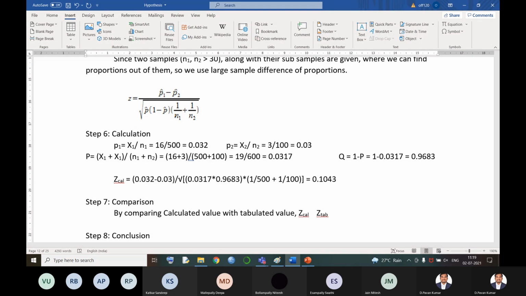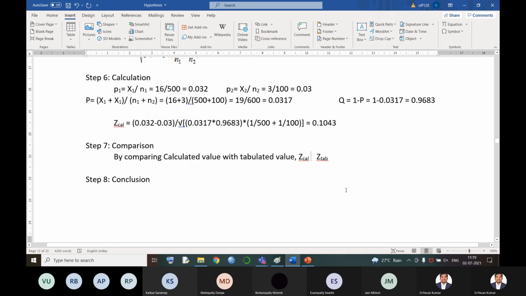And this value leads to the answer of 0.1043. Though you calculate in your scientific calculators, you get the same answer. We always consider 4 decimals after the point value. Okay. Now, what is the Z calculated answer? 0.1043. And what is the Z tabulated?